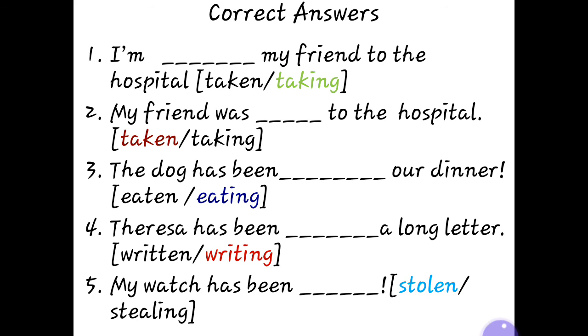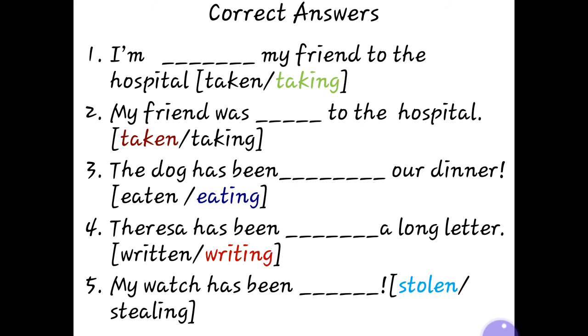Has been is a verb, so we have eaten added to it. Theresa has been writing a long letter. My watch has been stolen. You have a verb. Now in our next class, friends, we are going to continue with gerunds, and maybe we'll try to see the difference between a gerund and a to infinitive.